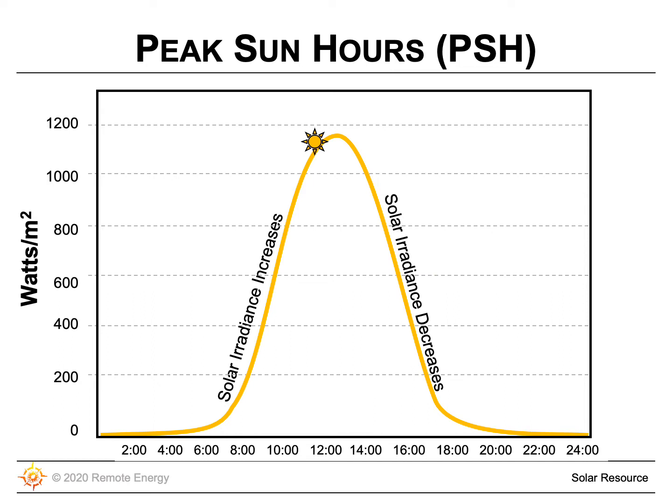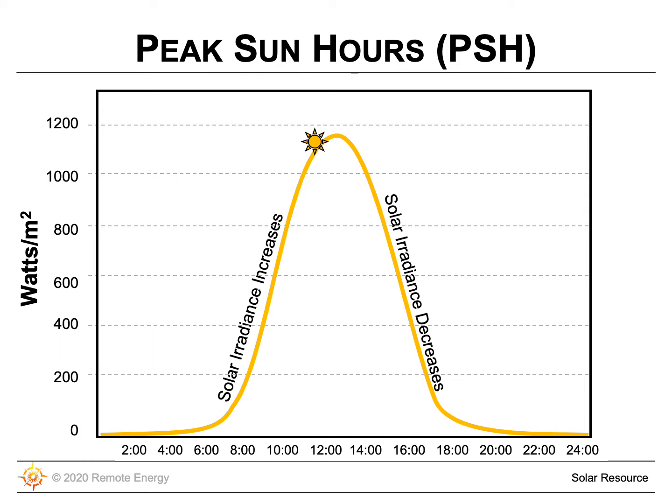In this chart, we have solar irradiation in watts per meter squared on the vertical or the y-axis, ranging from 0 watts per meter squared all the way up to 1200 watts per meter squared. And on the x-axis are all the hours of the day. So this chart is showing the solar irradiance values over the course of one full day.